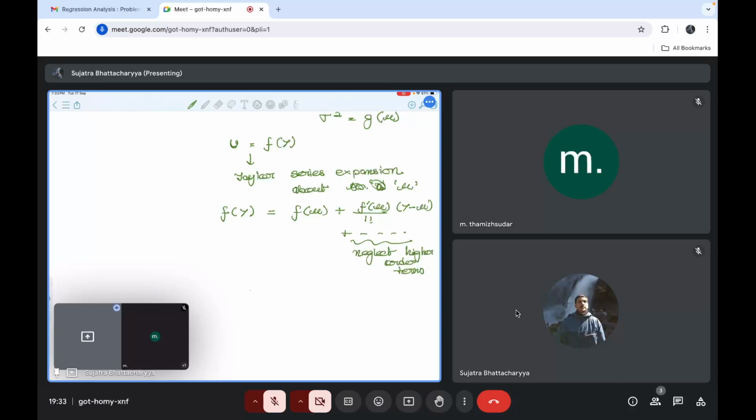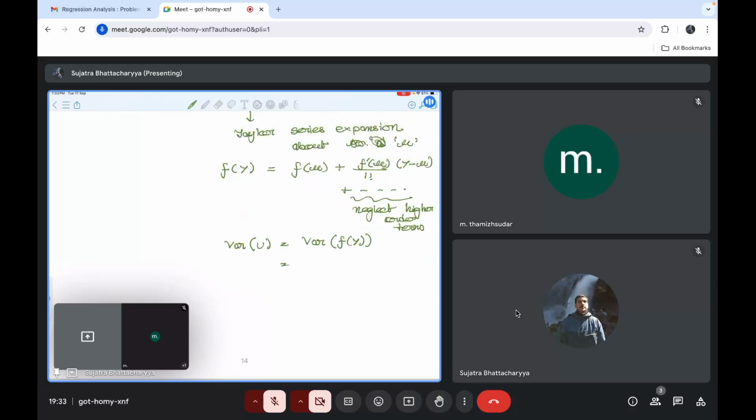So based on that, we get variance of u is equal to what? Variance of f of y, correct? So variance of f of y can be written as what? This is a constant, right? f of mu is a constant. Variance of ay plus b is nothing but a square variance of y. This has to be remembered. Variance of a constant quantity is 0. Of course, you see, if this is y, this is x, if it is constant, is there any variability? No. So it is 0.